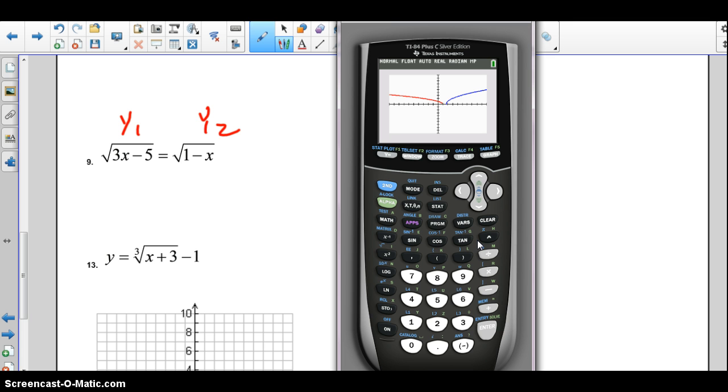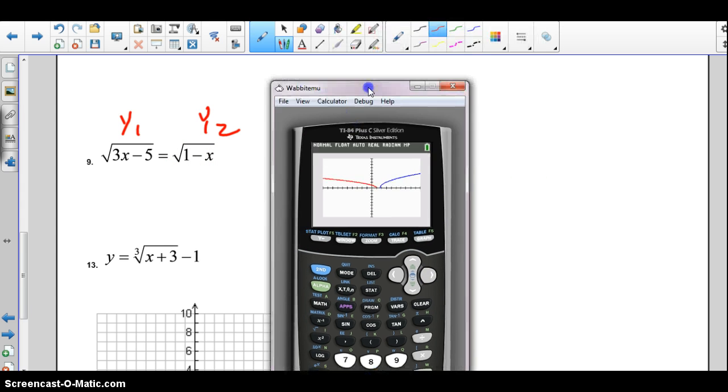Now, these do not intersect. So now the big question is, they don't intersect, so there'd probably be no solution. Let's go make sure we put these in correctly. 3x minus 5, 1 minus x, good. And there's our graph. So you'd probably want to sketch this somehow, some way, somewhere.